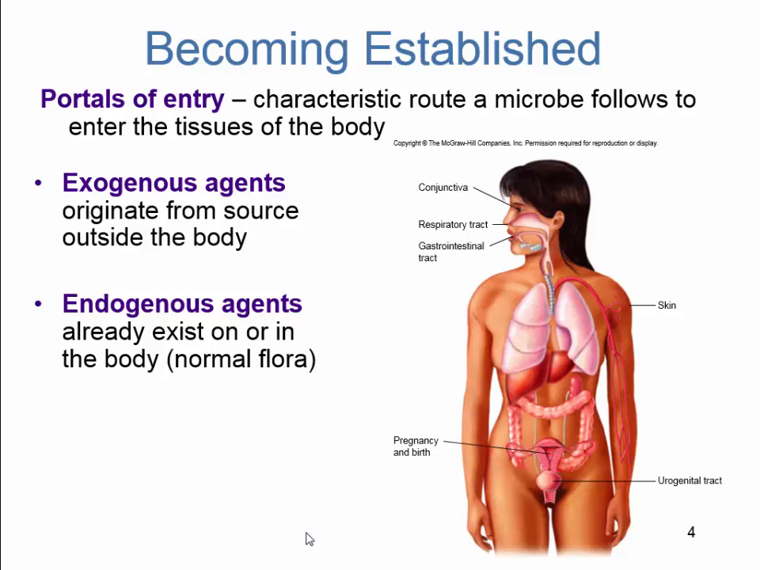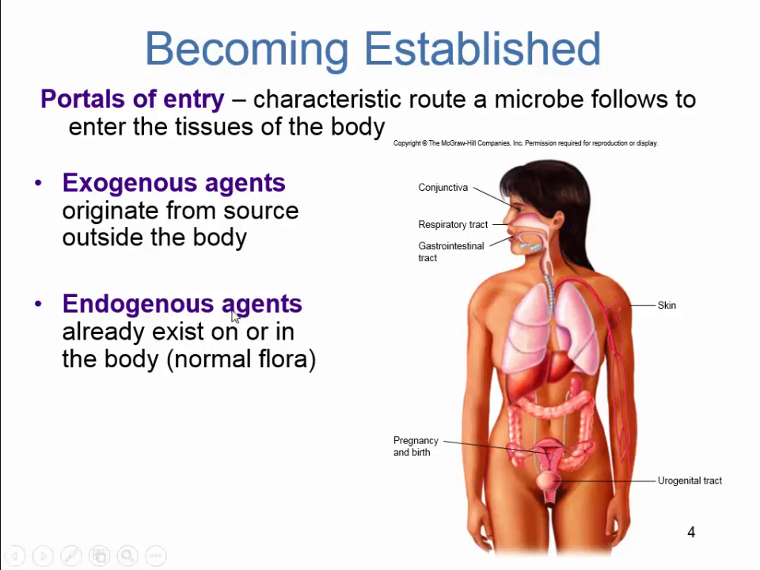So the establishment of an infection relies on those portals of entry. Portals of entry can deal with both exogenous or endogenous sources. Exogenous, exo meaning from outside of the body. So exogenous sources are when we pick up a free-living microbe or we pick up a microbe from contaminated food sources, such as infective Escherichia coli.